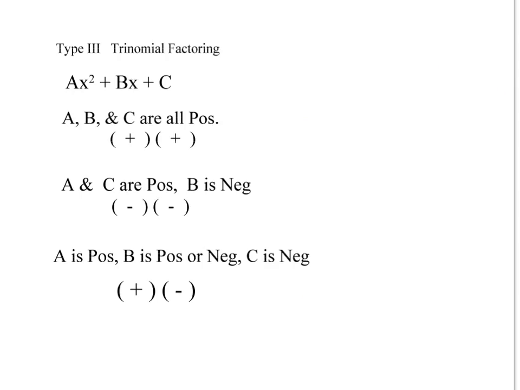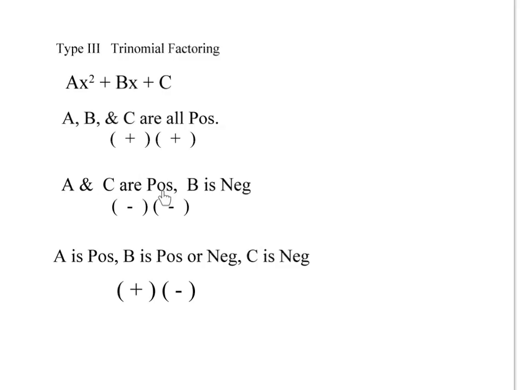Okay, let's do the fun part, trinomial factoring. Trinomial factoring is when I start with a trinomial in the form ax squared plus bx plus c. If the a term, the b term, and the c term are all positive, I know that inside my factors, I call these the houses, I'm going to have plus, plus. And the reason for that is because when I get my final term, positive times positive is always positive.